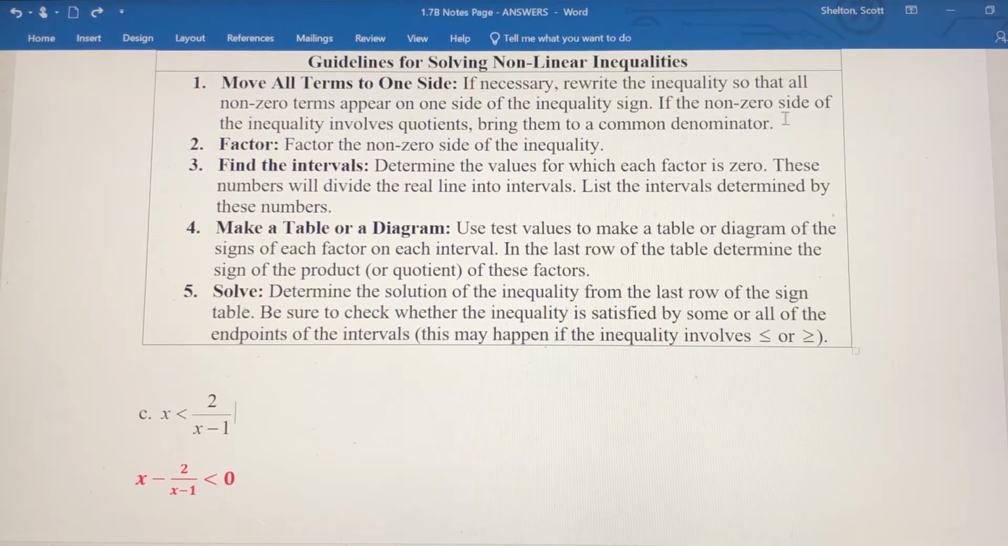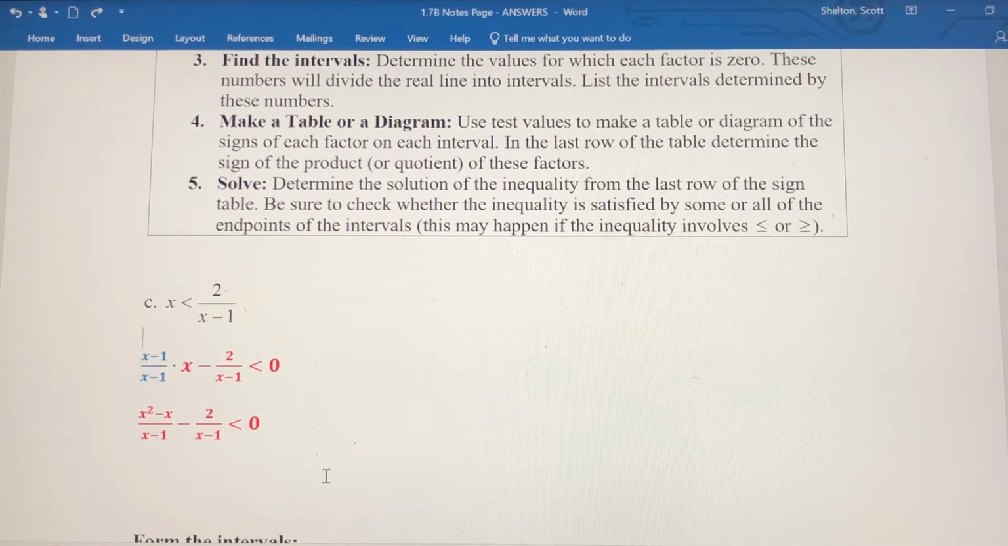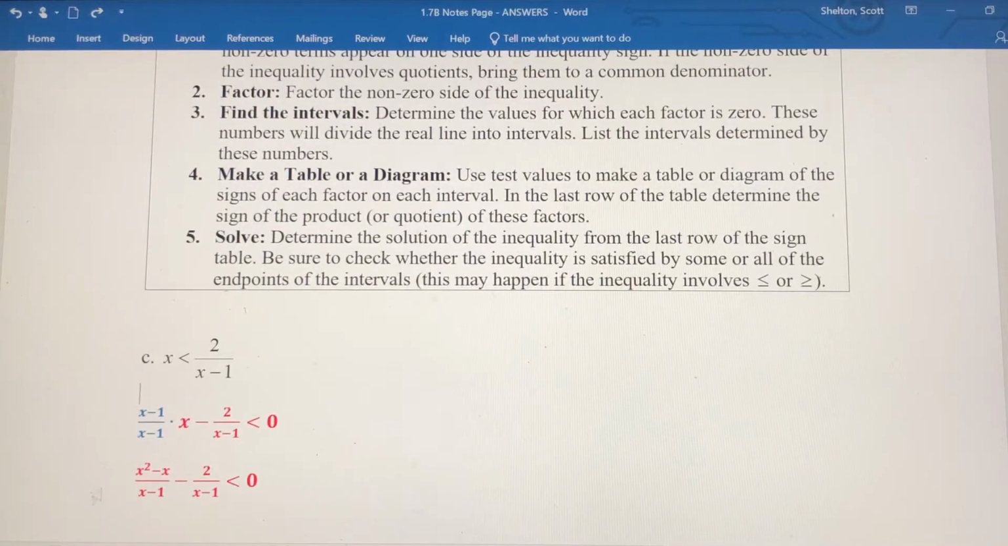So the next thing I want to do, we've got a quotient, so I want to bring these two terms to a common denominator. My common denominator is going to be x minus 1. So I'm going to multiply that first term x by x minus 1 over x minus 1. When I do that, what I end up with in my numerator is a quadratic expression, and that's okay, not a big deal. So we've got x squared minus x over x minus 1 minus 2 over x minus 1, and that's less than 0.